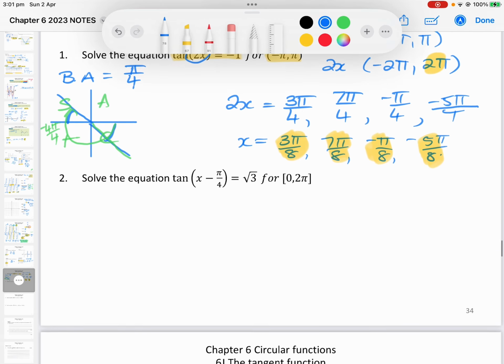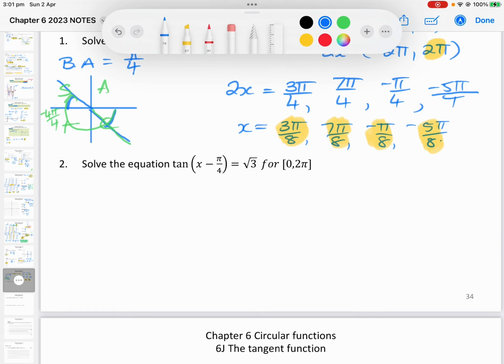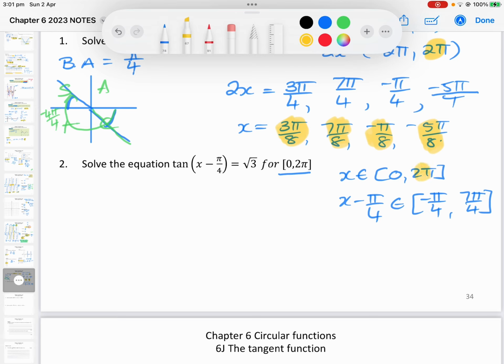All right, so what about this one? We've got no period change here, so we can still look at 0 to 2 pi because there's nothing in front of the x there, so that's handy. But if x is between 0 and 2 pi, that means x minus pi on 4 is between minus pi on 4 and 7 pi on 4, because 2 pi is 8 pi on 4, and pi on 4 less than that is 7 pi on 4.